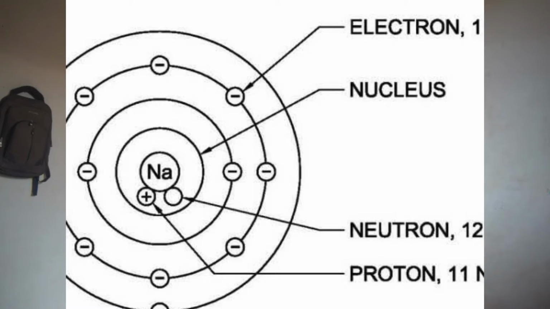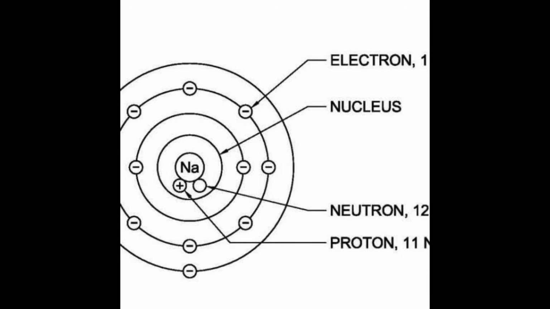So in atomic structure, you are learning the structure of the atom, because this is what chemistry is actually about. You should learn the structure of the atom. An atom is made up of nucleus and electrons. The nucleus itself is made up of protons and neutrons.